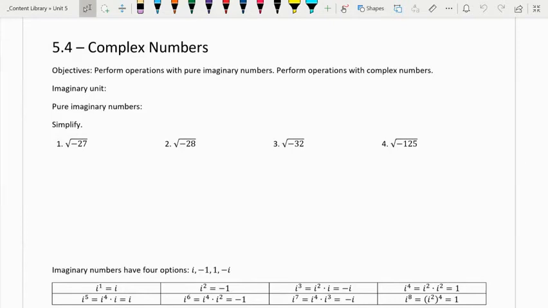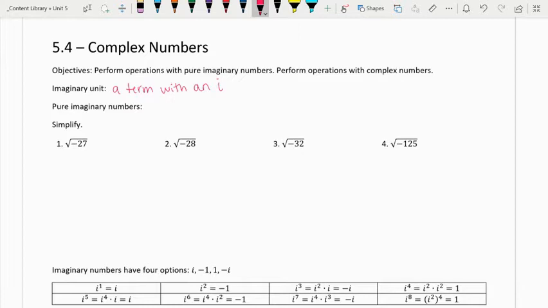We're going to look at 5.4 complex numbers now. Complex numbers are a combination of imaginary and real numbers that are put together, and you're dealing with radicals as well. The big thing is a pure imaginary unit is a term with an I. It has an I next to it, and it's just one term.